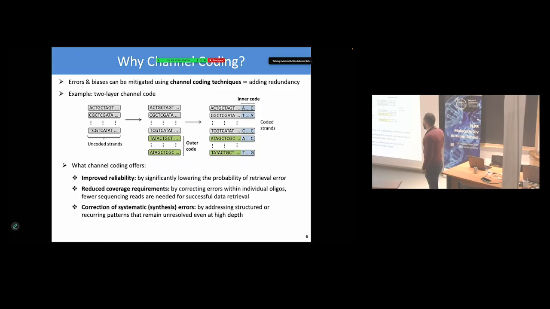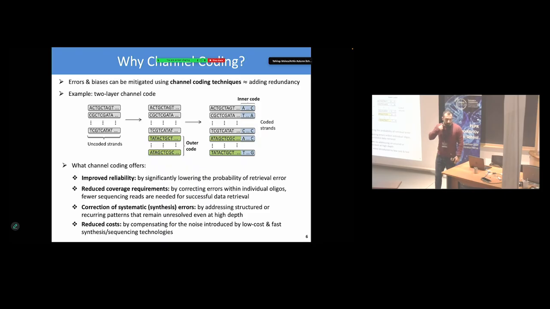It can also enable the correction of systematic synthesis errors. This is something we saw in Yannick's presentation. Sometimes we have systematic synthesis errors. In this case, these errors appear in all your reads. So you can read as much as you want. You can read it 100 times, 1,000 times, 1,000,000 times. Just by the practice of reading more, you will not be able to correct these errors. But with channel coding, you can.